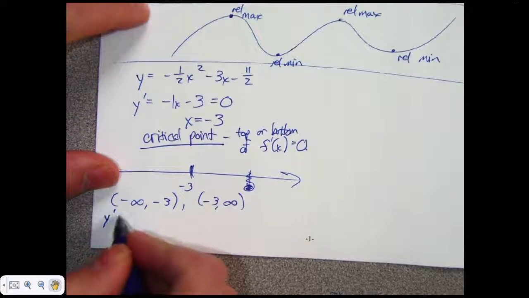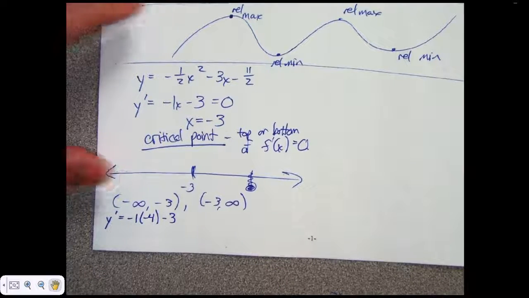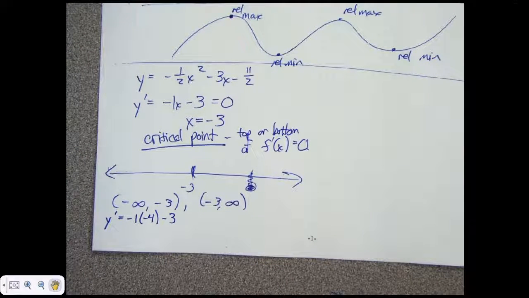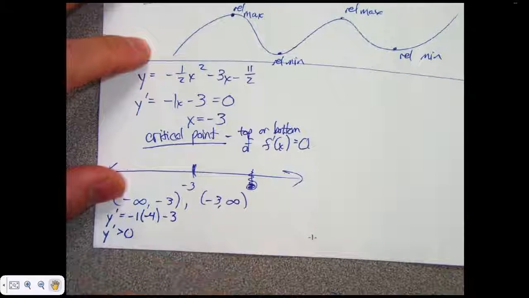So y prime at negative 4 would be negative 1 times negative 4 minus 3. I don't even really care what the number is. I just care if it's positive or negative. So does that derivative, when I plug in negative 4, come out positive or negative? It comes out positive, right? So it'd be like positive 4 minus 3. So y prime is greater than 0.